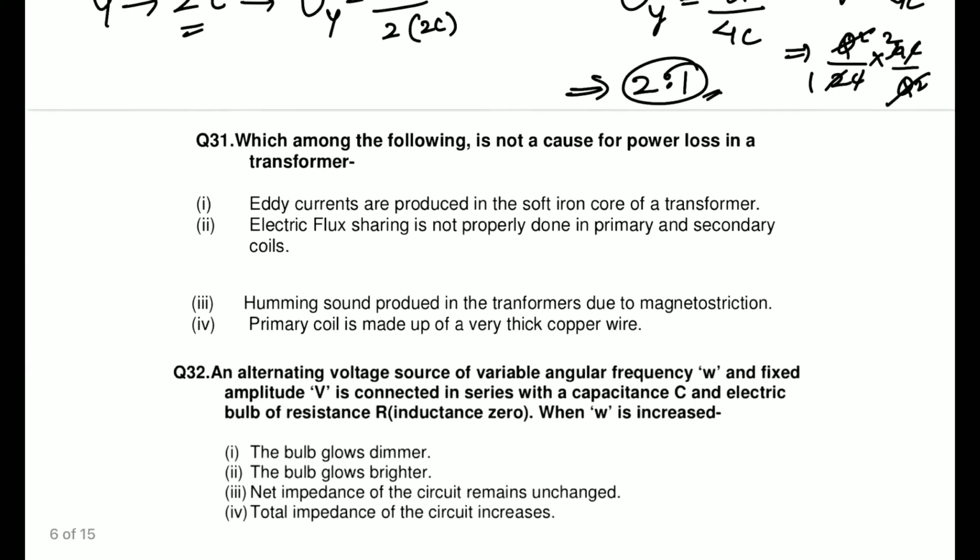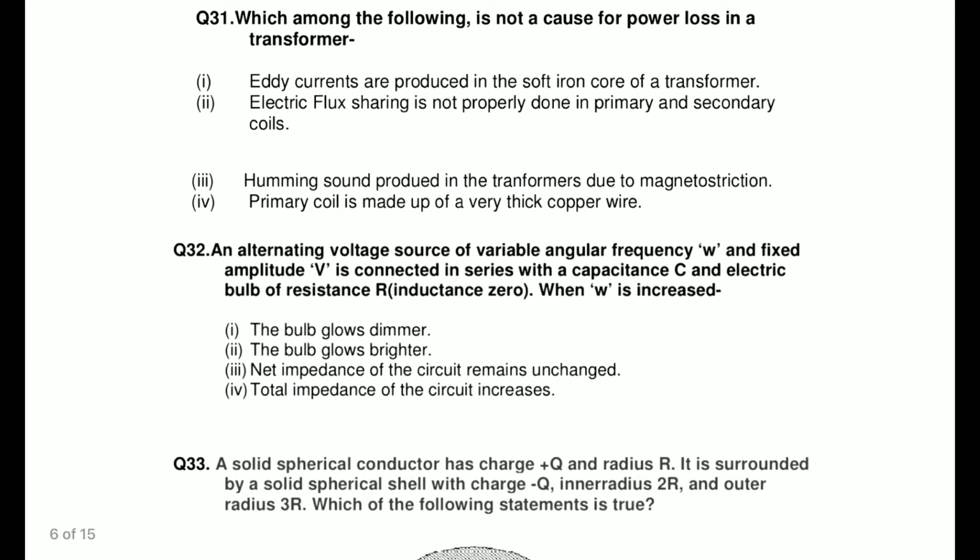Okay, let's move to our next question, question number 31. Which among the following is not a cause for power loss in a transformer? Let's read out the options. Number 1: eddy currents are produced in the soft iron core of a transformer. So yes, eddy current is produced.